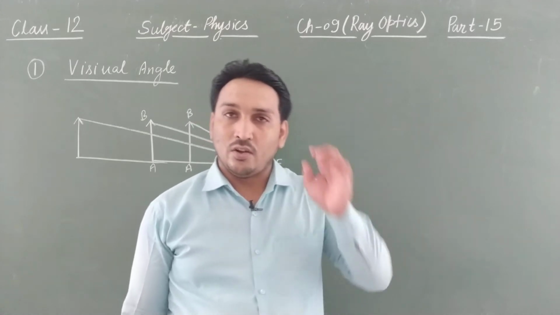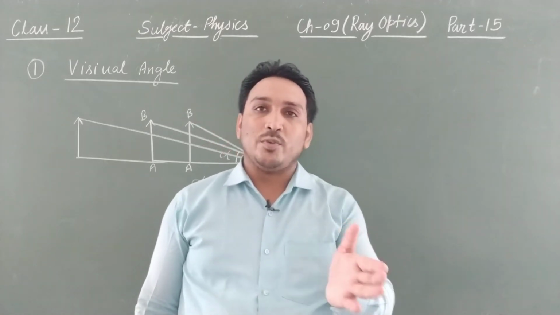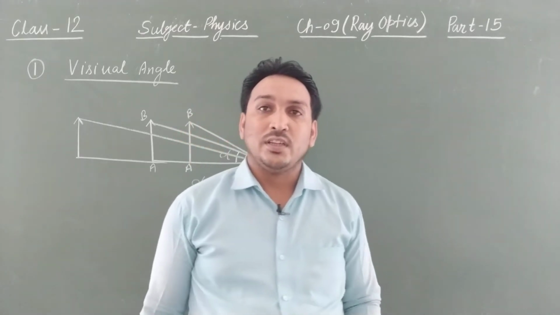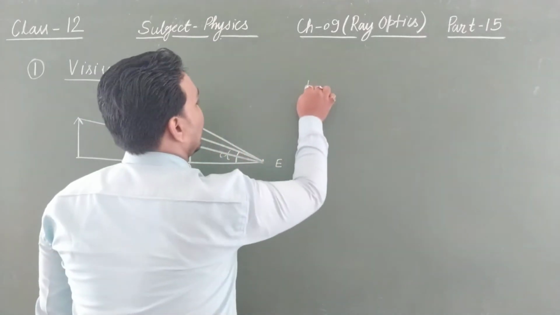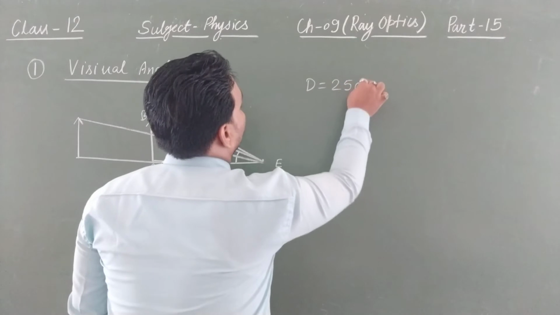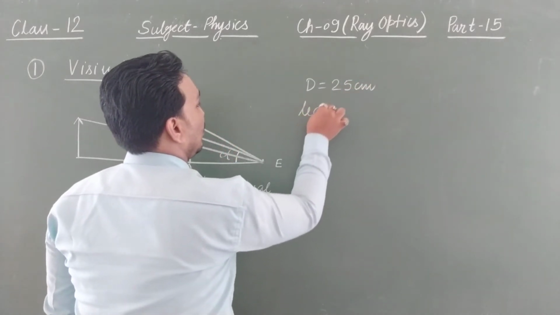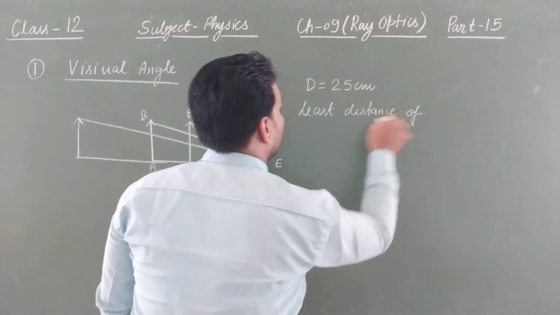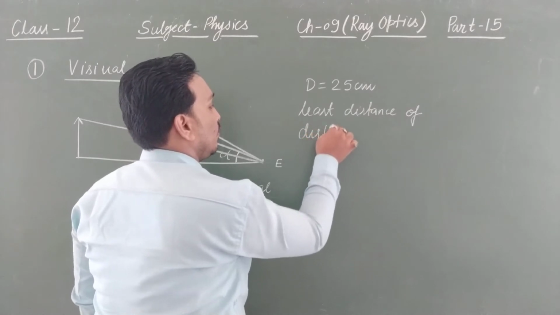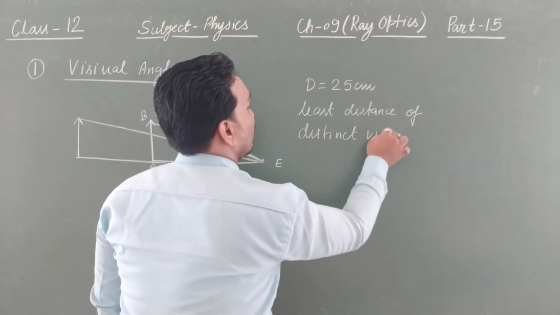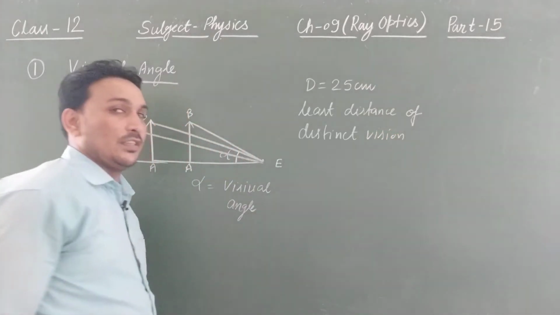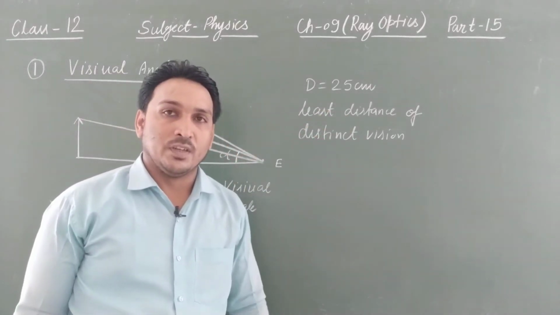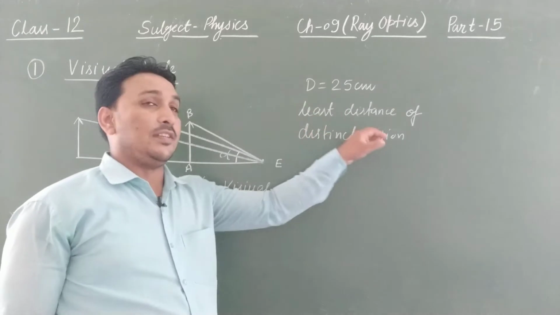Now for our eye, on an average we say, because for different persons it is different, but on an average we say that 25 centimeter is the least distance of distinct vision. Capital D is equal to 25 centimeter. This is called the least distance of distinct vision. Although this least distance is different for different persons, on an average, for calculation, we take it as 25 centimeter. Is it clear? So 25 centimeter is the least distance of distinct vision.